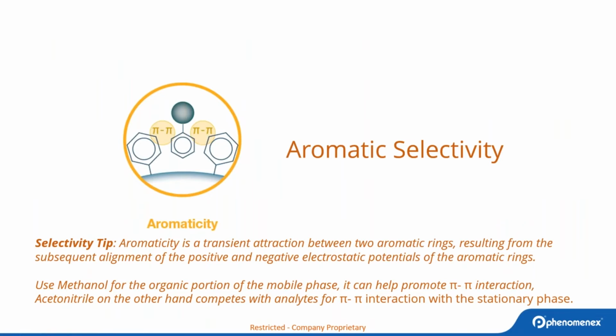Aromatic selectivity. Aromatic selectivity is a transient attraction between 2 aromatic rings, and this results from subsequent alignment of the positive and negative electrostatic potentials of the aromatic rings. A tip here is to use methanol for the organic portion of the mobile phase if you're looking for this selectivity, because it can help promote pi-pi interactions, whereas acetonitrile, on the other hand, competes for the analytes' pi-pi interactions. So it'll start competing with the stationary phase, and then you're not going to get the kind of retention or selectivity that you want if you're focusing on this type of selectivity, right?